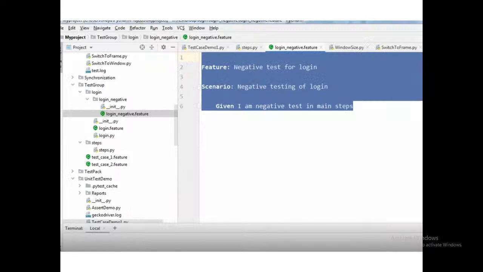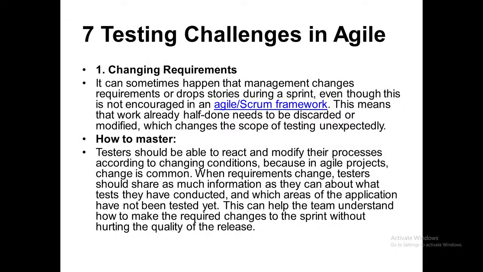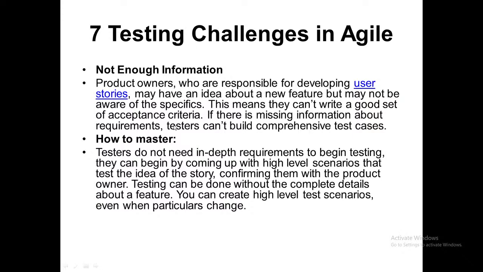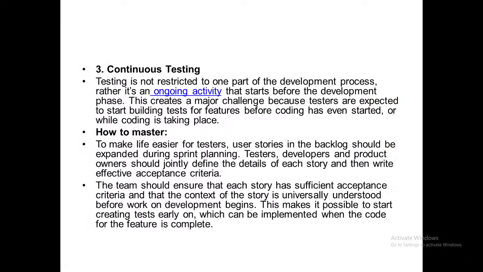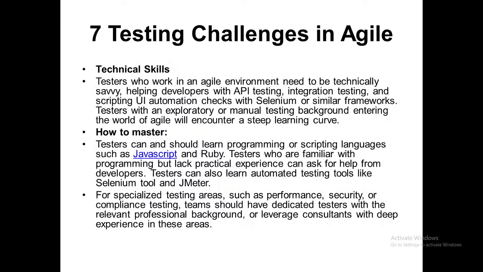And the final topic: there are some challenges in testing in an agile project. One, changing requirements; two, not enough information is given to the tester; continuous testing; technical skills, more technical tests. Testers who work in an agile environment need to be technically savvy, helping developers with API testing, integration testing, scripting, and UI automation checks with Selenium or similar frameworks. If you are an agile tester, you must have very good technical skills. You must be an API tester or a Selenium tester.